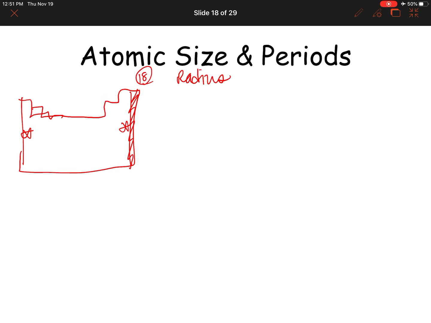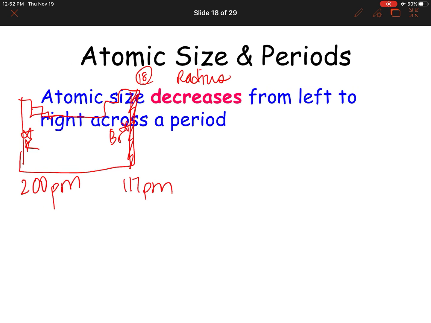So I'm going to look at, how about potassium and all the way on the other end, but not noble gas, let's look at Br. So let's look at atomic radius for potassium. That is 200 picometers. And bromine, where are you? 117. So what happened to the atomic radius? It decreased.